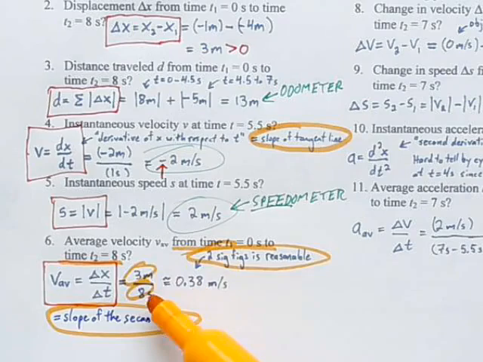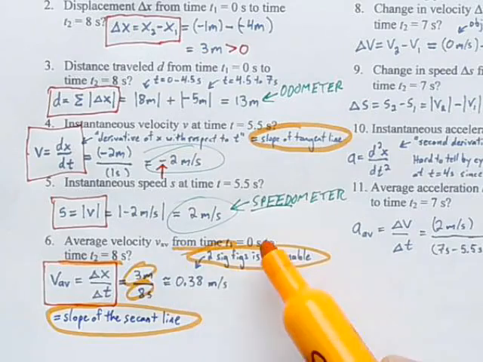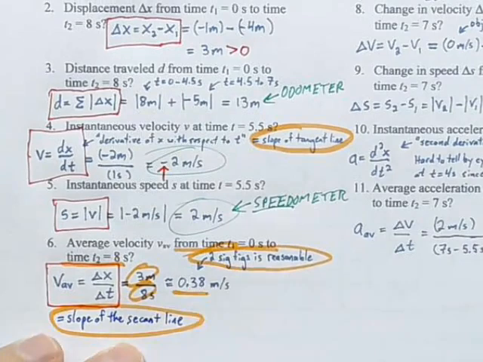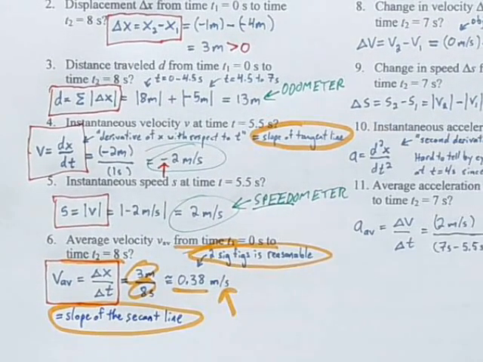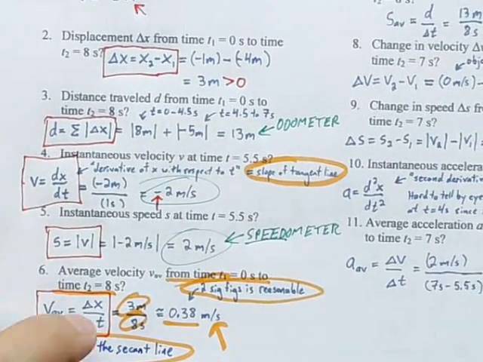So 3/8 is exactly 0.375. Let's round that off to 0.38 meters per second. There's our unit, of course. If the unit is missing, it's wrong. Okay, so there's our average velocity.